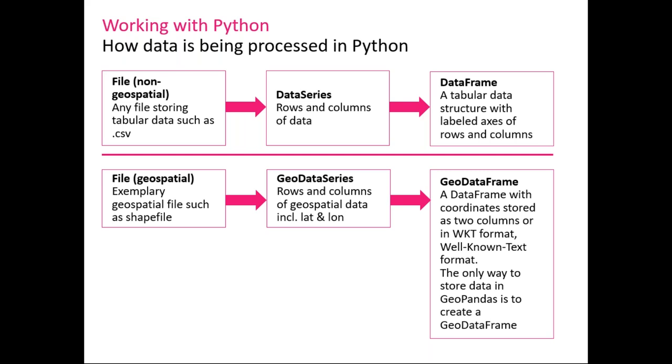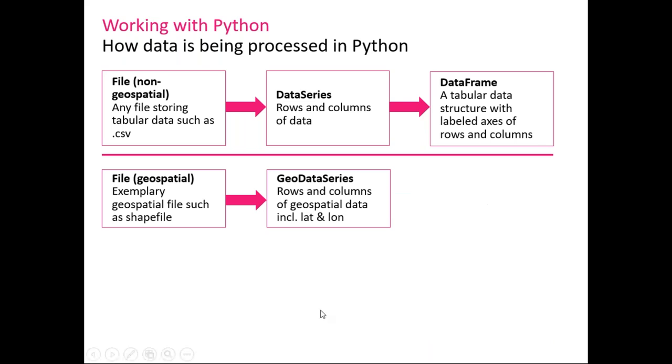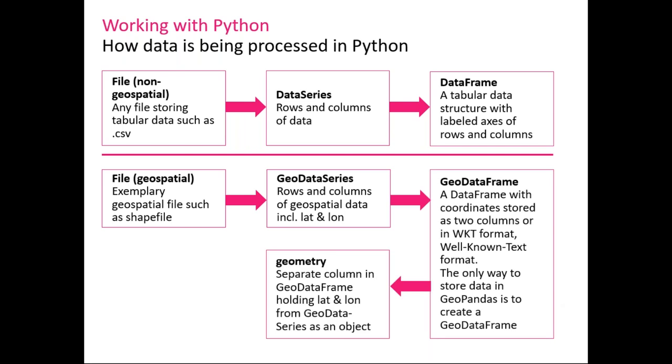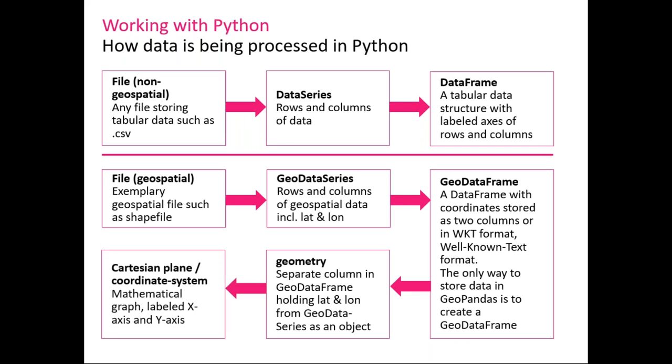Now, once you have a geo data frame, you need geometry. And what geometry does is it creates a separate column in the geo data frame holding latitude and longitude from the geo data series as an object. Now, once you have all those pieces together, you can utilize a Cartesian plane or coordinate system, which is very much a mathematical graph labeled with x and y axis.